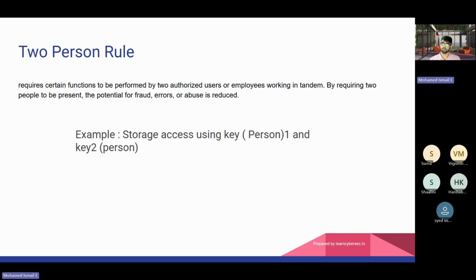So now the 2 person rule. The same example: data center, critical things stored, and the storage is accessed using person 1 and person 2. If one person is unavailable, the door will not open. To avoid fraud and data theft, the 2 person rule works that way. Sometimes administrator or super admin credentials are created in a way that the first 6 digits are entered by person 1 and the last 6 digits by another person, and only then can you access the master portal or master account of that particular service. That's how the 2 person rule works in real time.